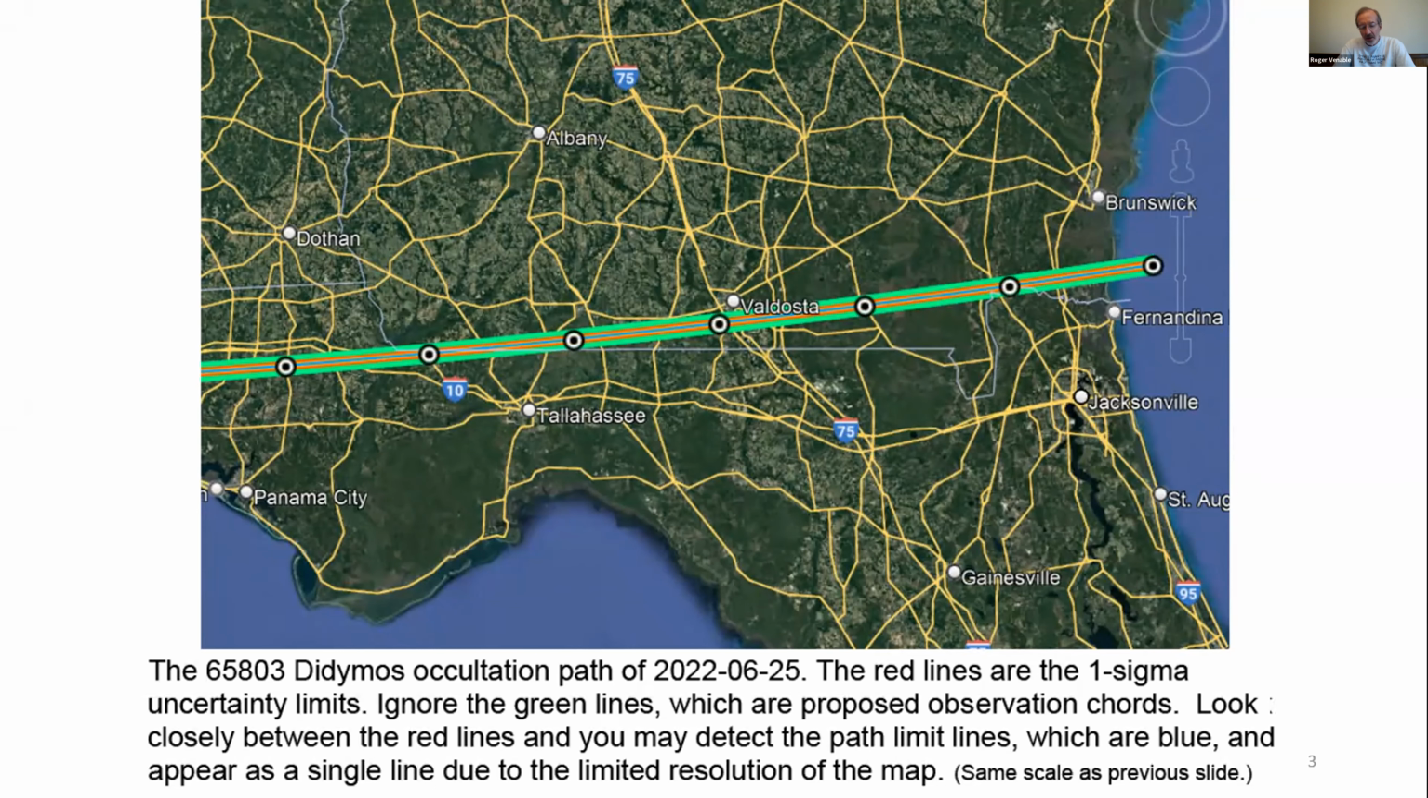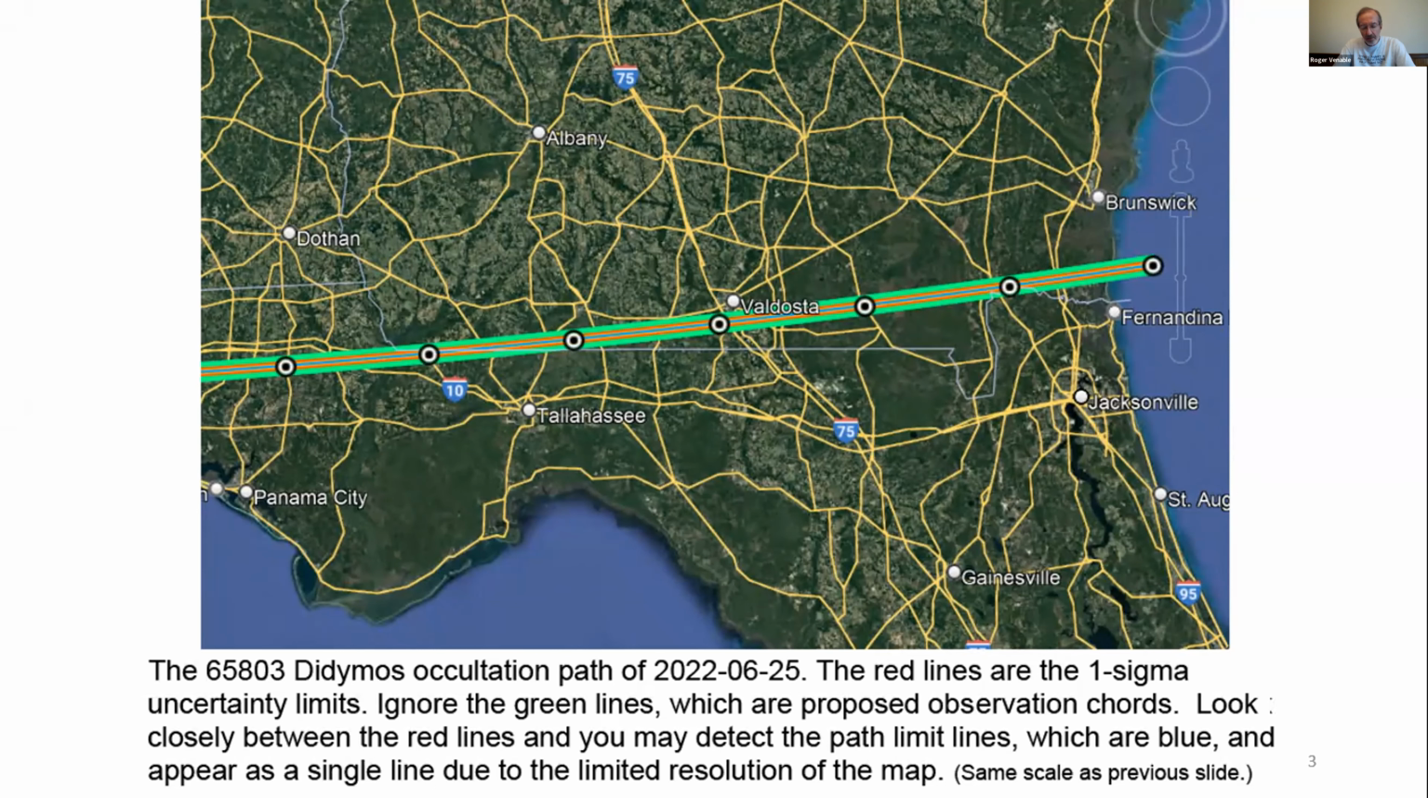The point here is that the path is very narrow, but strikingly, the 1 sigma uncertainty zone is very narrow in comparison to that of the main belt asteroid Guinevere on the previous slide, despite the fact that the Guinevere event is of quite high rank.